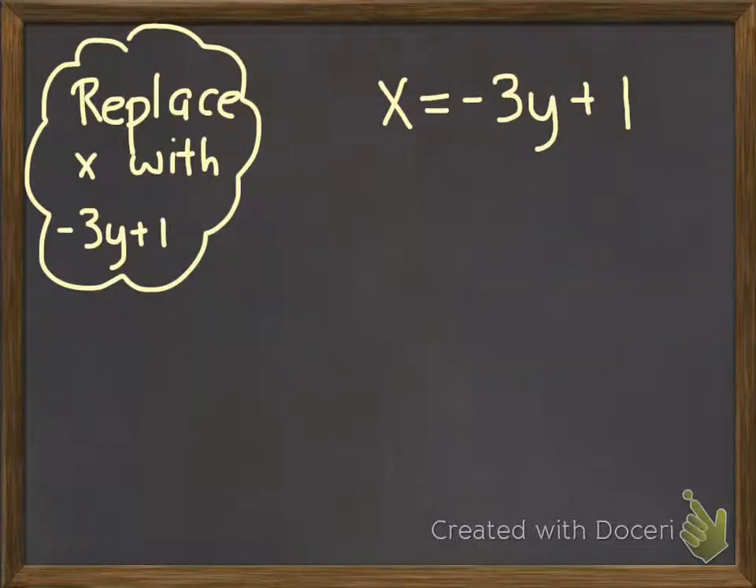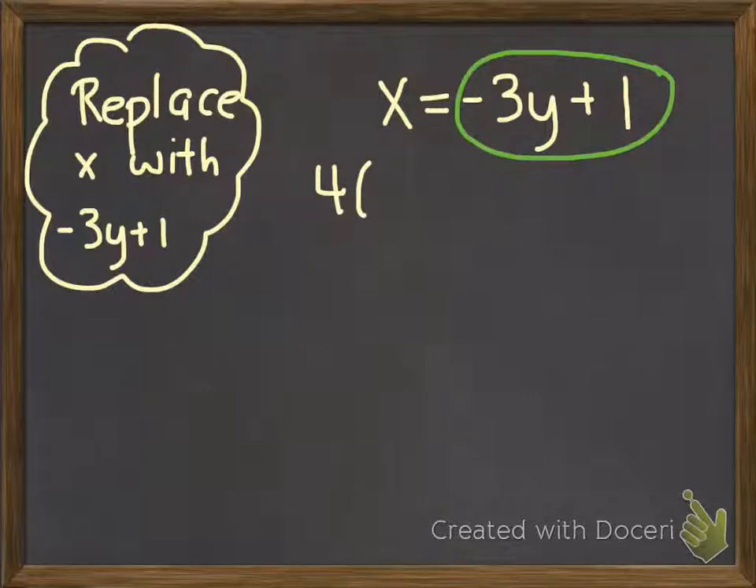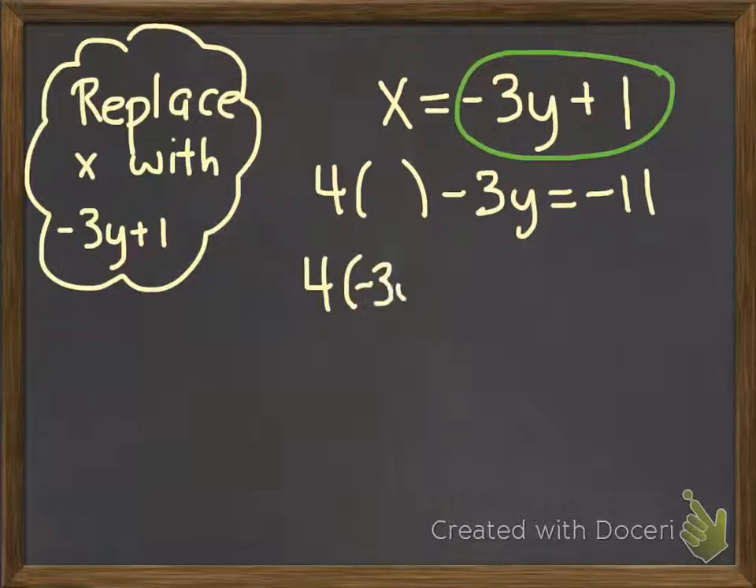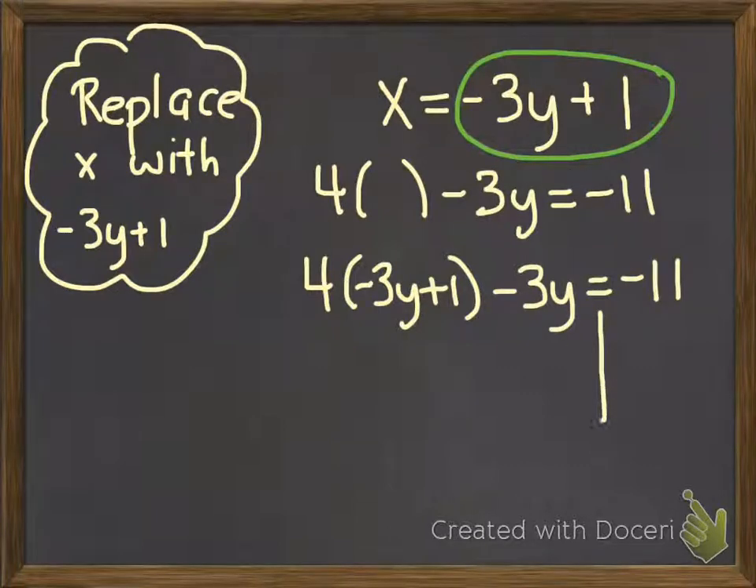So we're going to take the x equals negative 3y plus 1, and we're going to substitute that into the second equation where there's an x. There is an x right here, so we're going to put the negative 3y plus 1 in there, minus 3y equals negative 11, that's the second equation. So now I'm going to put negative 3y plus 1 in place of the x, and then we're going to solve. Now that we have only one variable, y, we're going to solve for y.